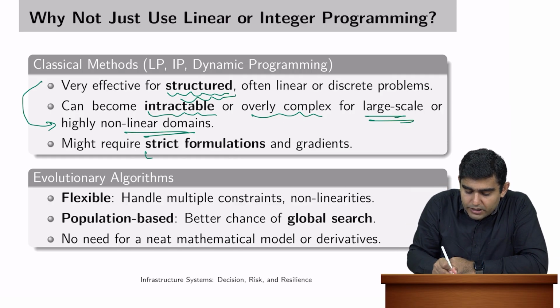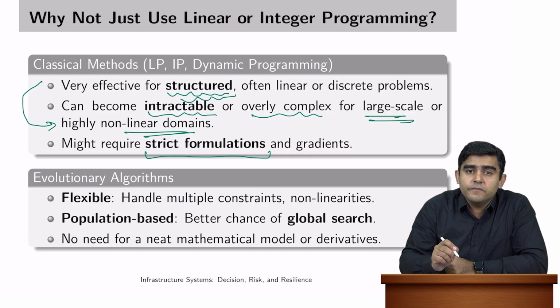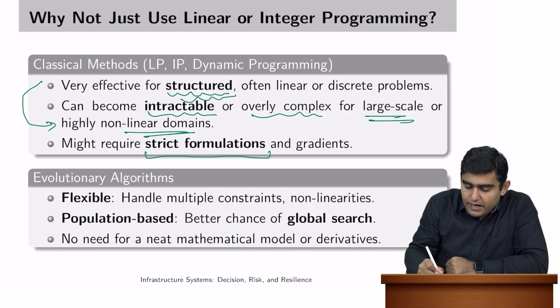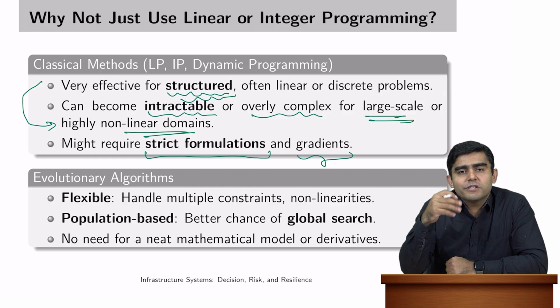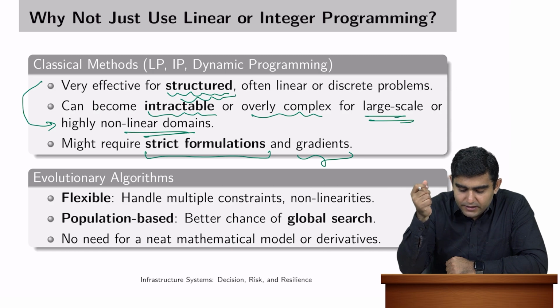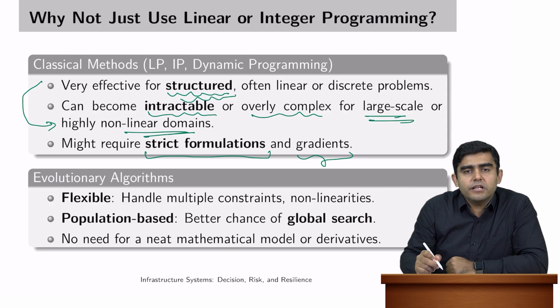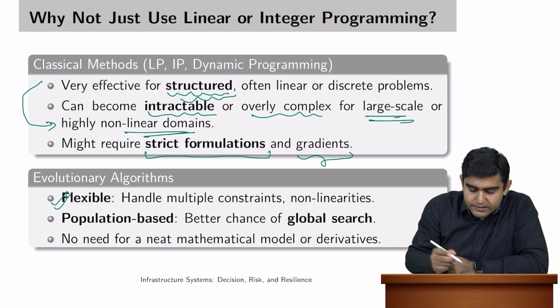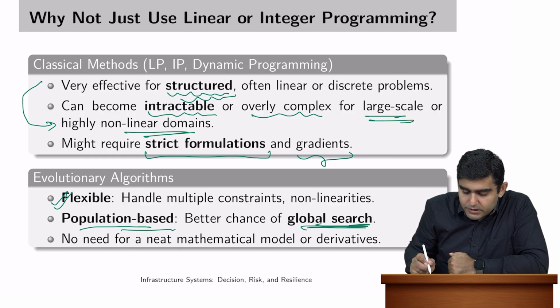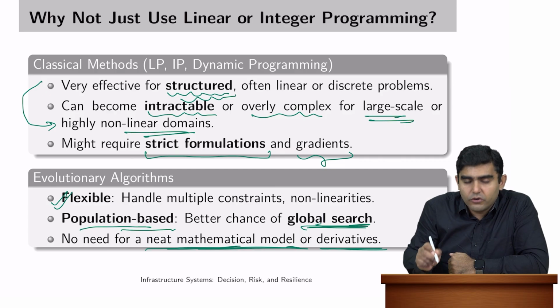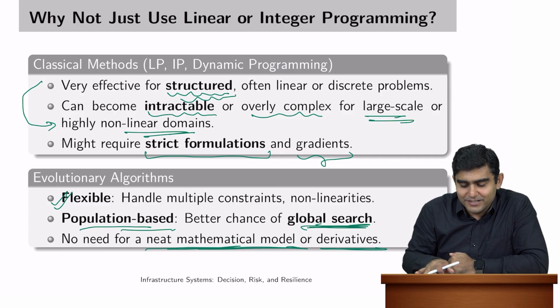And most importantly, we require strict formulation. Mathematics should be written in a way that the objective function is convex or strictly convex, and it is differentiable throughout, which again may not be easy to achieve in many real world settings. And that is where evolutionary algorithms equip us with flexibility. They are population based, so there is a better chance of a global search, and there is no need to have the mathematics written right or derivatives to exist.